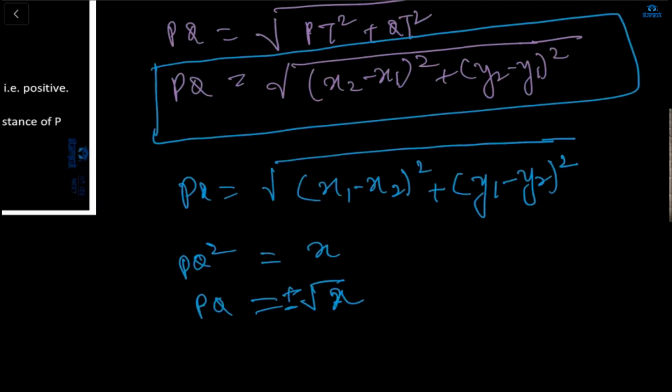That's why we are going to ignore the negative value. We'll just take the positive value. That's why I have not mentioned the sign as plus minus here. Okay, so understood? This is the distance formula.